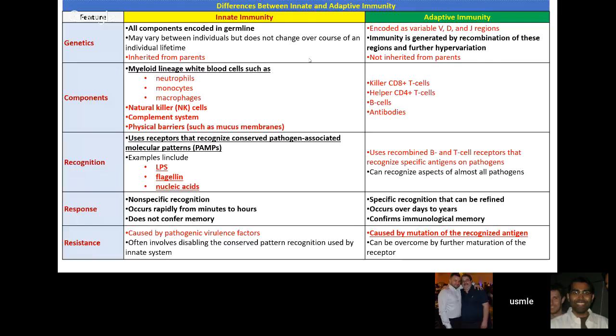So for adaptive, it's going to be more specific in how it answers, and this is going to take days to years to have a response. And these are exposure, exposure, exposure. Example, allergies. You might not have an allergy the first time that you have penicillin, but you might have it after 3 years down the road. So you have memorization happening with it. Keep that in mind. Those are multiple questions.